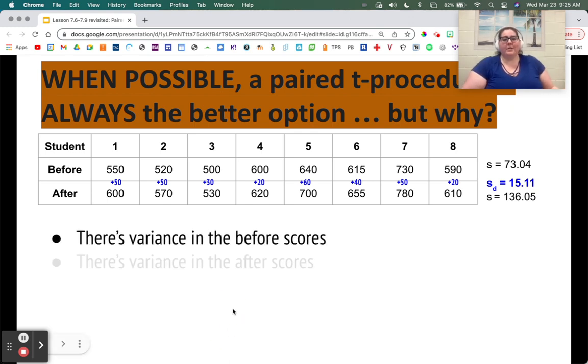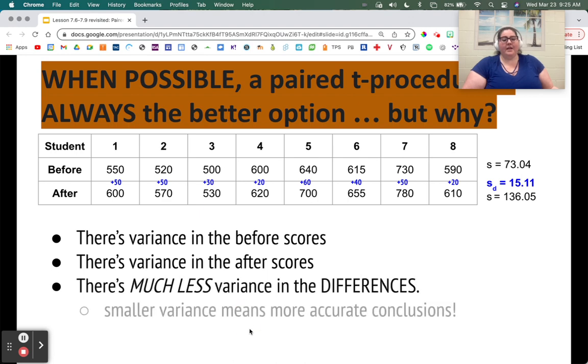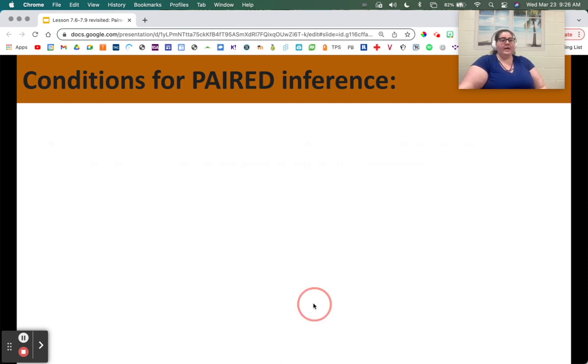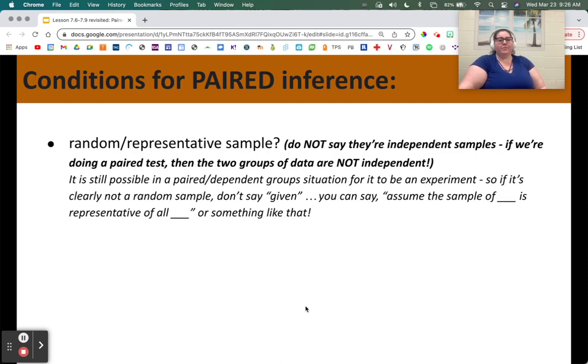It means our intervals are going to be narrower. It means that our t-test is going to be probably more accurate and usually smaller p-values that give us better evidence. So if we can do a paired procedure with an experiment, it's always going to be a better option. Right? Our conditions for paired inference are mostly the same.